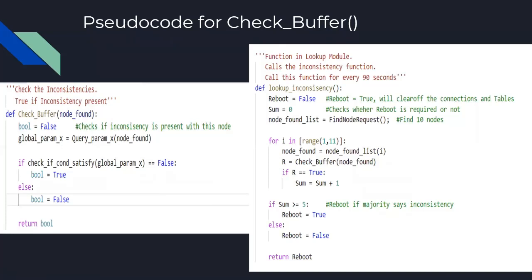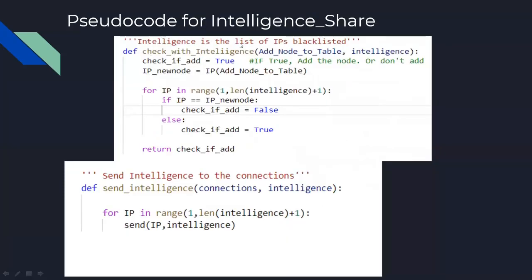Now we want to show the pseudocodes that we made. The check buffer function is actually used to check the inconsistencies along with the lookup inconsistency function. A reboot variable is created, and if it is true, then a fresh start is made in the server or dev P2P. And the pseudocode for intelligence share: we have the functions check with intelligence and send intelligence. The send intelligence function is used to send the intelligence to the connections that we have, and check with intelligence is invoked whenever a new node is added to the table.